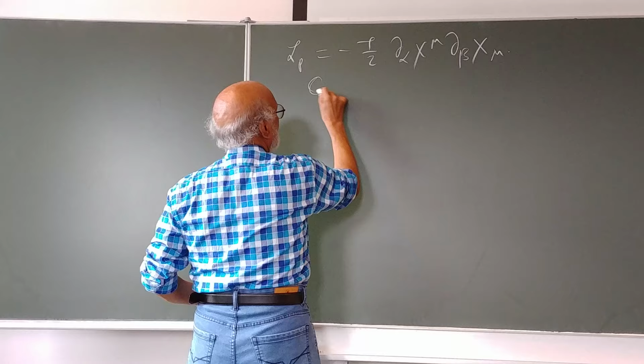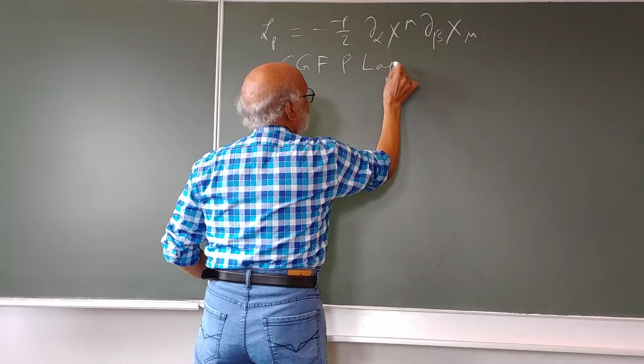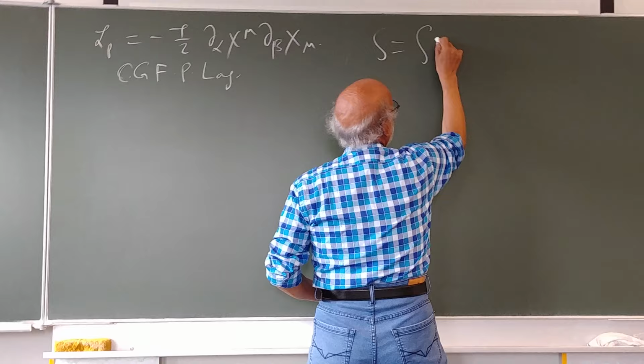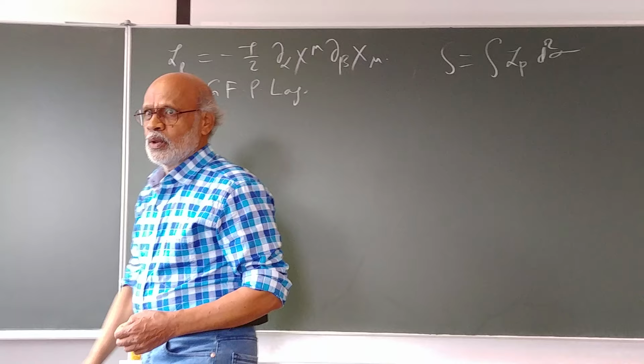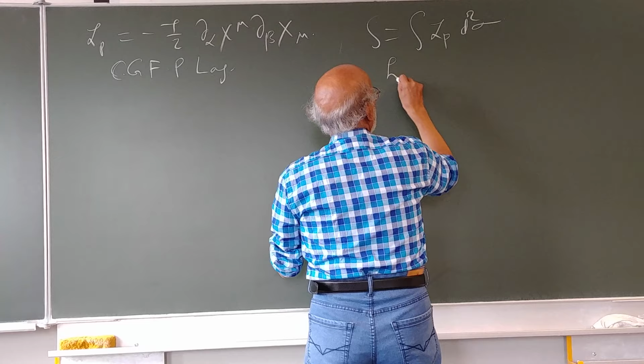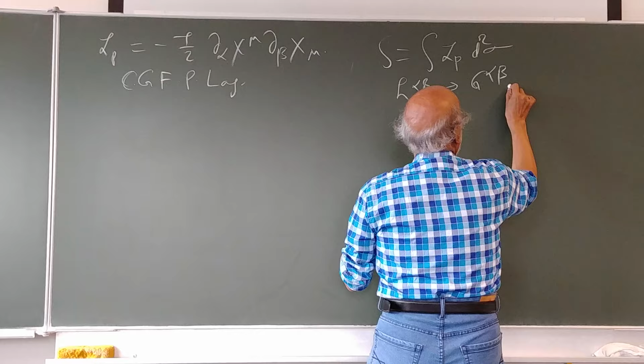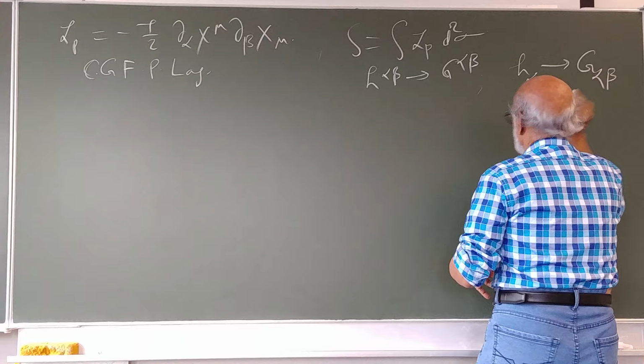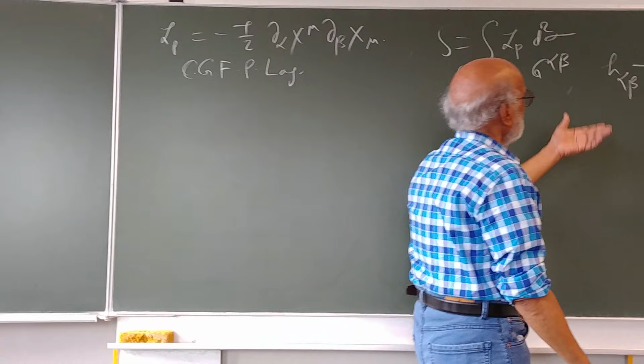Now let me put Lagrangian, because I have written Lagrangian. If you want to write the X mu... So this is what we obtain after the gauge fixing, after the conformal gauge fixing, where you assume h alpha beta to be proportional to g alpha beta, correct? And we put the proportionality constant to be equal to 1.